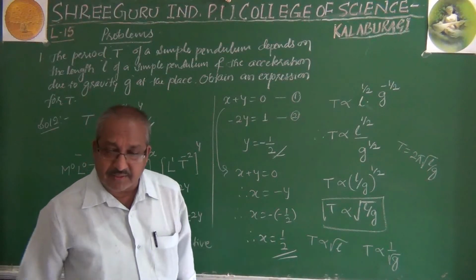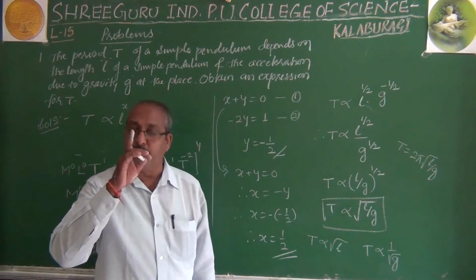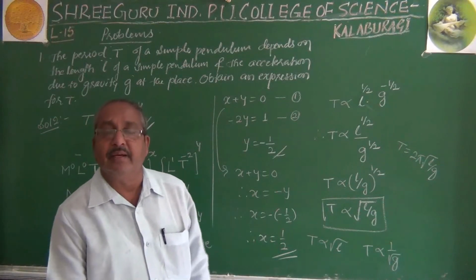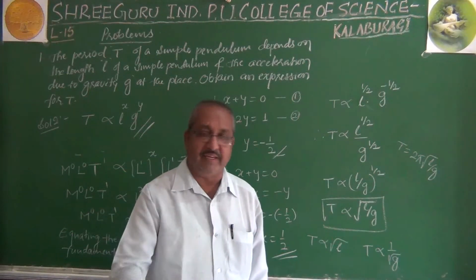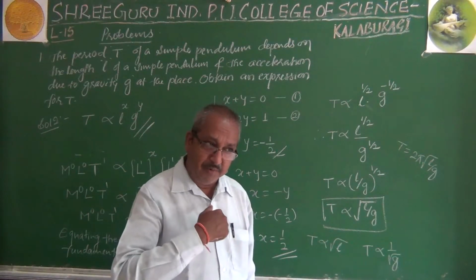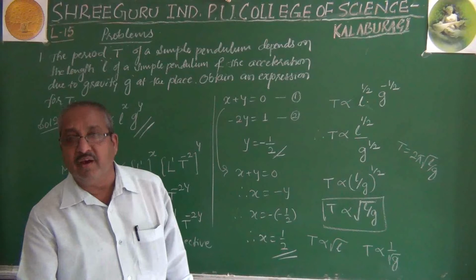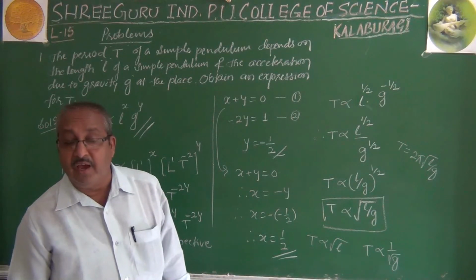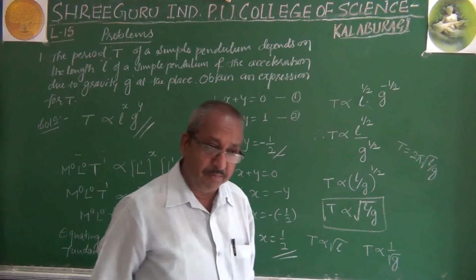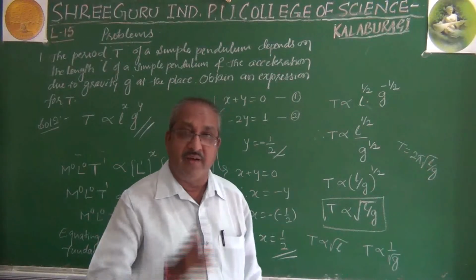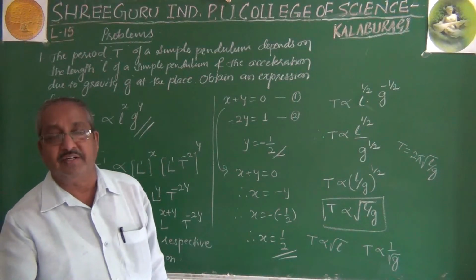The time period is nothing but, as you know, the time taken by the simple pendulum to complete one oscillation. Whenever the simple pendulum completes one oscillation, the angular displacement of the simple pendulum is equal to 360 degrees, which we write in terms of radians as 2 pi.